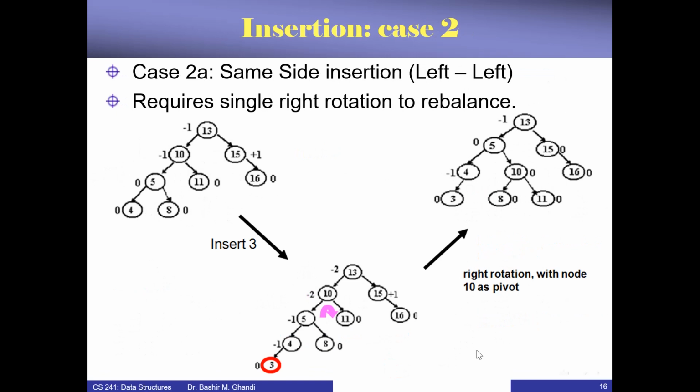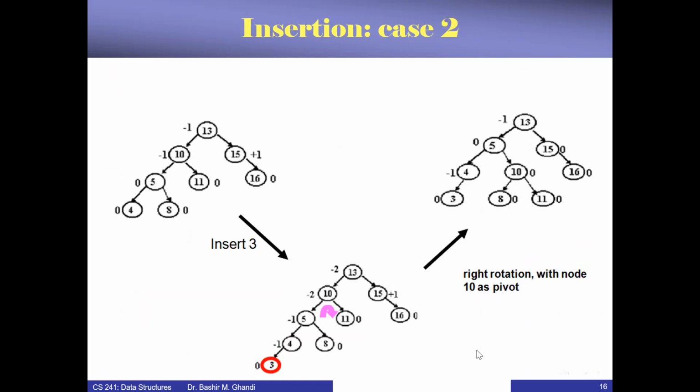Let's go back to our example. So in this case, we said it is a left, left, therefore we need to rotate 10 to the right. So as we learned, we need to do a right rotation. Rotate 10 to the right. Rotating 10 to the right, as we remember, simply means 5 will move up, 10 will go down to become its new right subtree. The current right subtree of 5 will become the left of 10. And this is exactly what we have here.